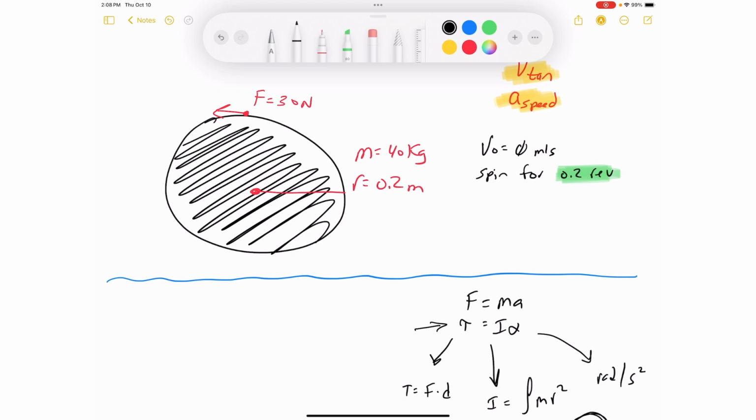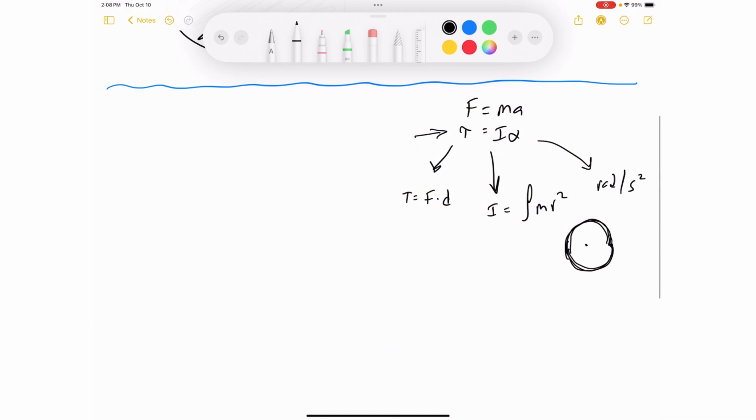Okay, so how can we convert F equals ma to tau equals I alpha? Well, I need tau first. Tau is torque, and torque is just the force times the distance, as long as they're at 90 degrees to each other. Let me give an example. Say I had this right here, and the circle represents the pivot point, and the force is pointing straight down. The arm and the force are at 90 degrees, so whatever the length of this is, it's just L times F.